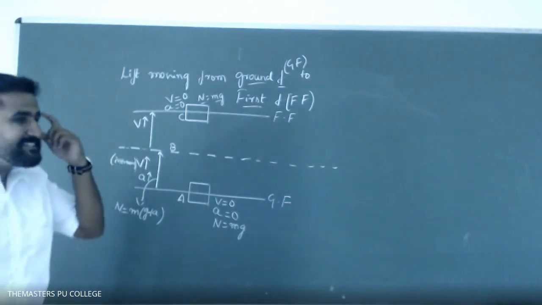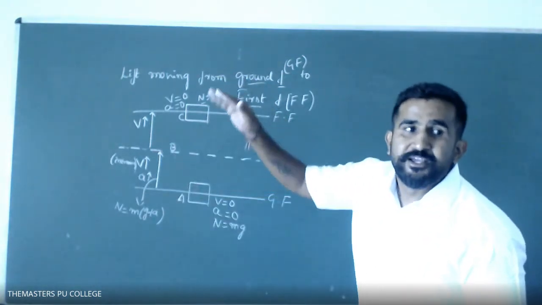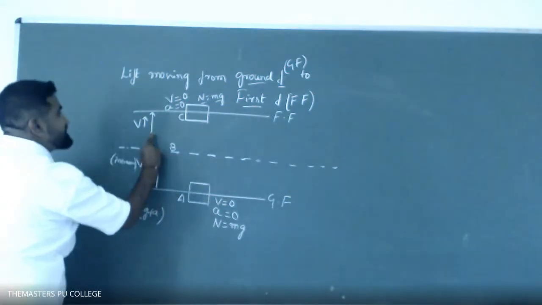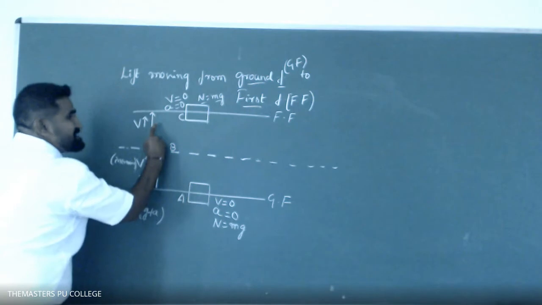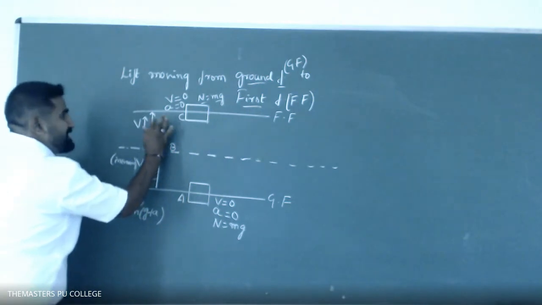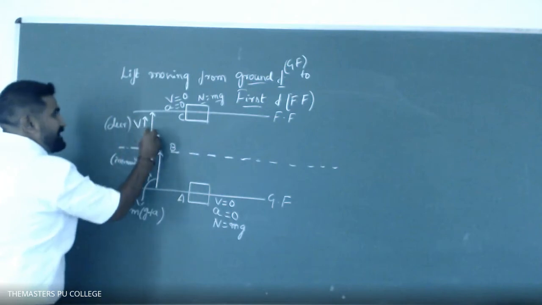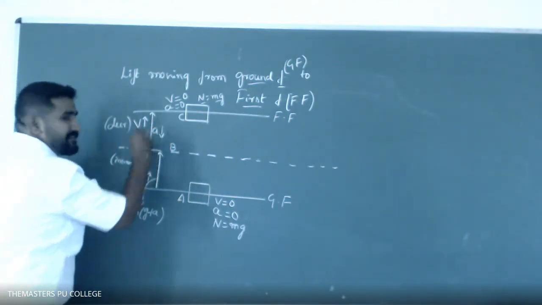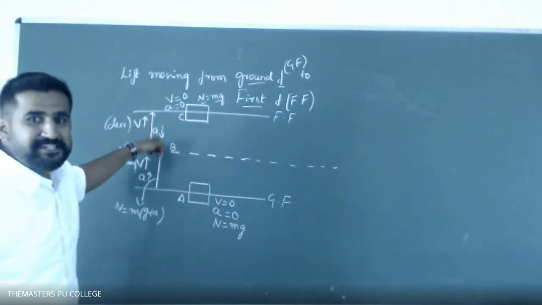Let us use common sense. Does the lift have to stop at the first floor? It has to stop at the first floor. If it wants to stop at the first floor, it has to decrease its velocity in this direction. If velocity is decreasing, then acceleration should be in this direction.